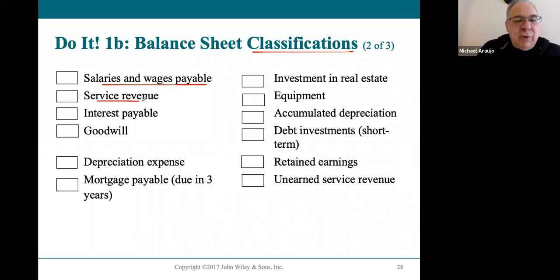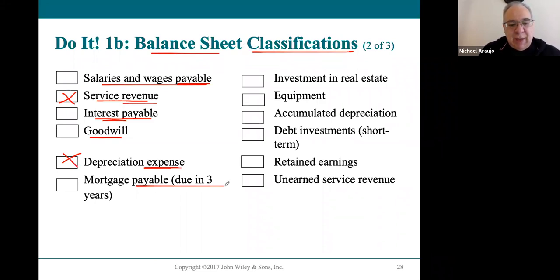Service revenue doesn't belong on the balance sheet. Service revenue belongs on the income statement. So this is a no account. Interest payable, the word payable indicates it's a liability. Usually when we pay interest, it's going to be short-term, current liability. Goodwill is a type of intangible asset that you will learn about in more detail. Depreciation expense. Now, this is an expense. Expenses, like revenues, belong on the income statement. They don't belong on the balance sheet. So this is another no account, okay? Because it belongs on the income statement.